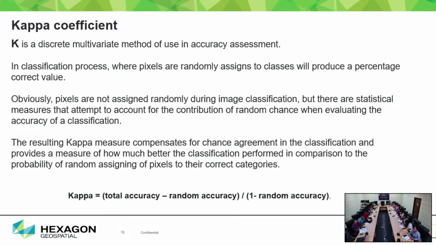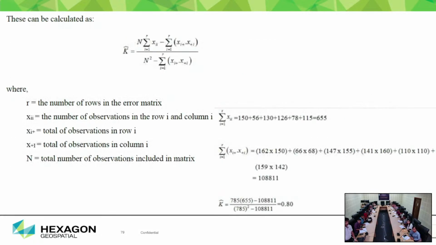What is the formula? Total accuracy minus the random accuracy, divided by 1 minus the random accuracy. So in the next slide I have explained, and this is the exact formula.